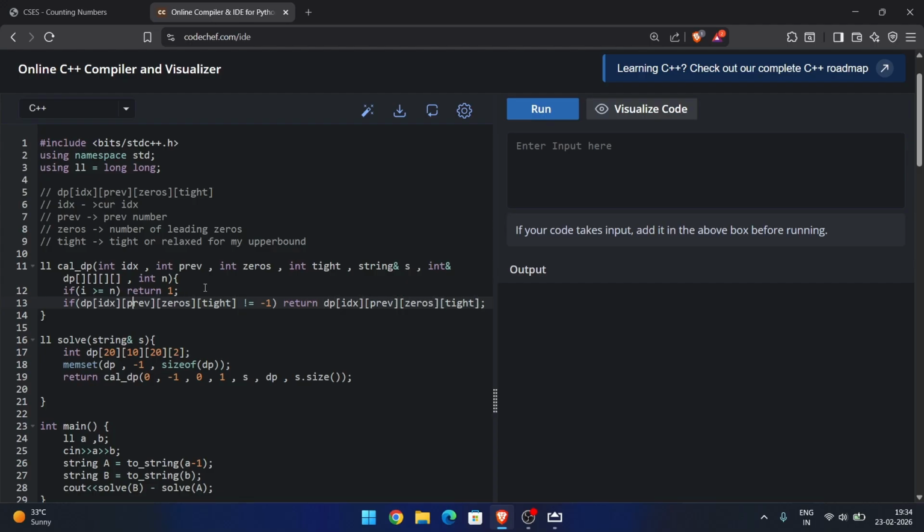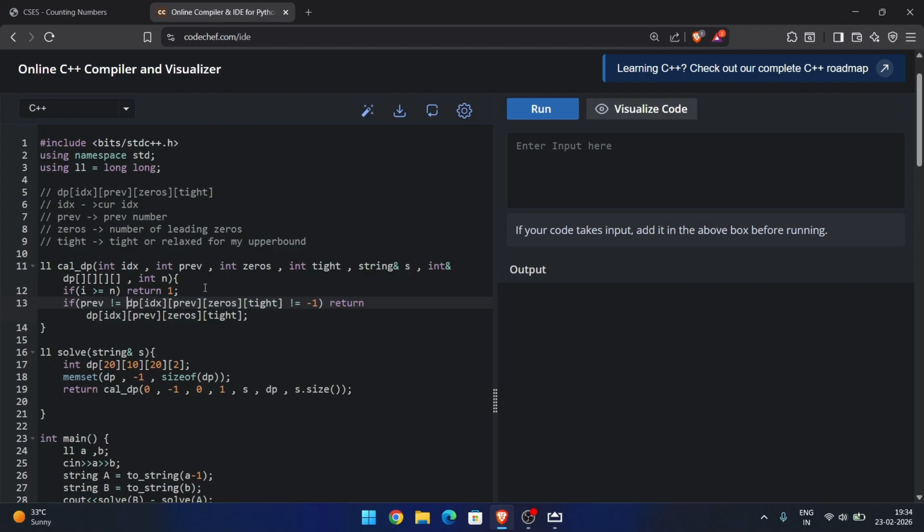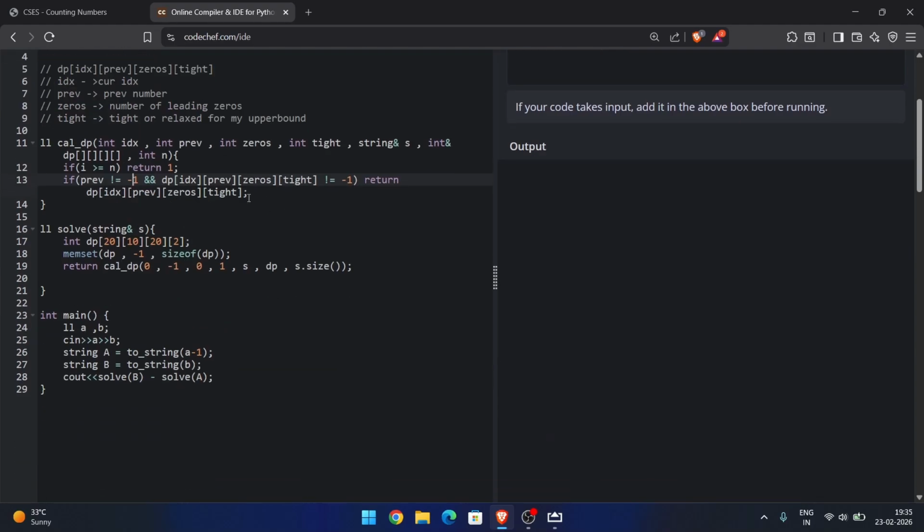Okay, so here, if previous is not equal to -1, because then this would give us an out of bound error. Okay, so we have already put that in a condition earlier.